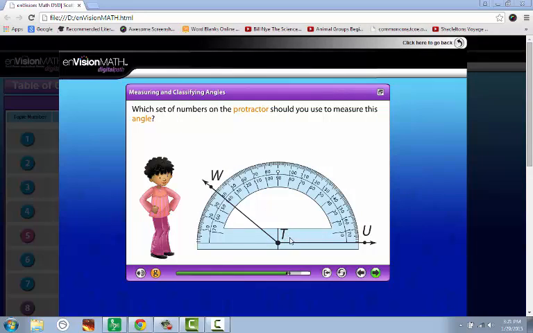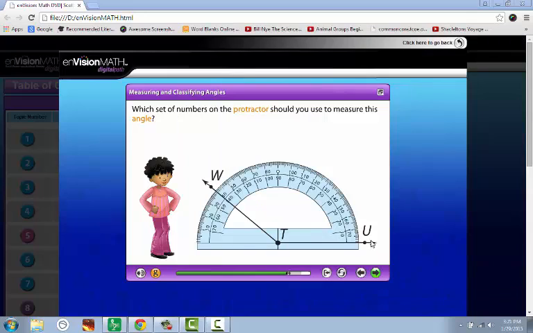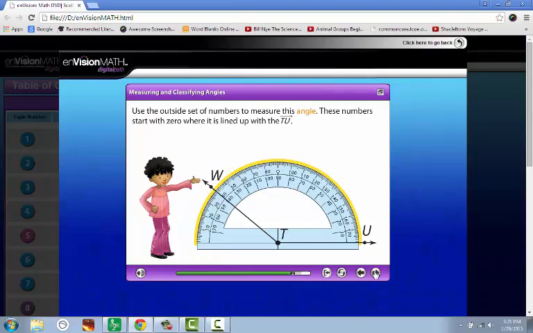Okay, so the wider the angle, the bigger the number. The smaller the angle, right here, the lower the number. Okay? Use the outside set of numbers to measure this angle. These numbers start with 0 where it is lined up with the ray TU.